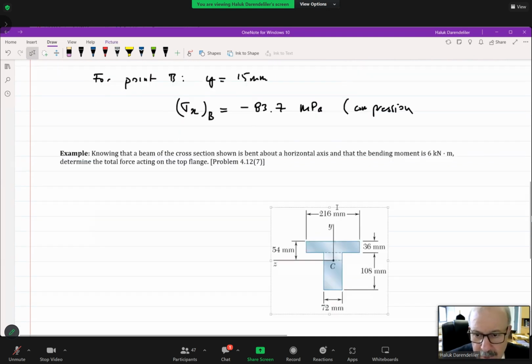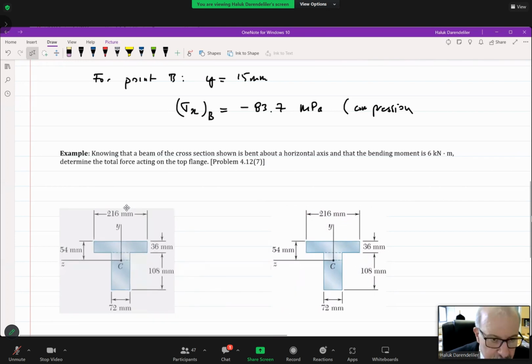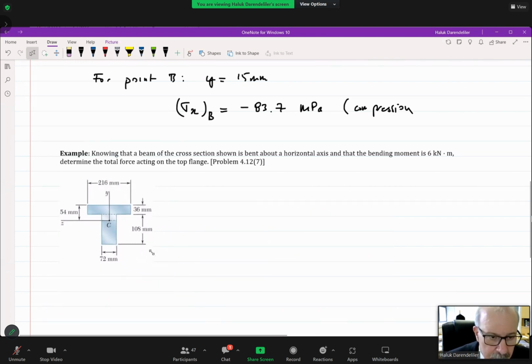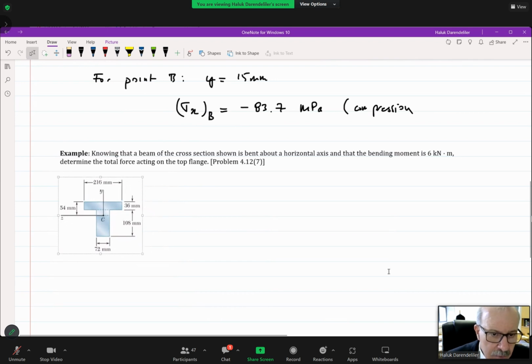Now, in this problem, knowing that the beam of the cross section shown is bent about the horizontal axis, and that the bending moment is 6 kilonewton meter, determine the total force acting on the top flange. Okay.